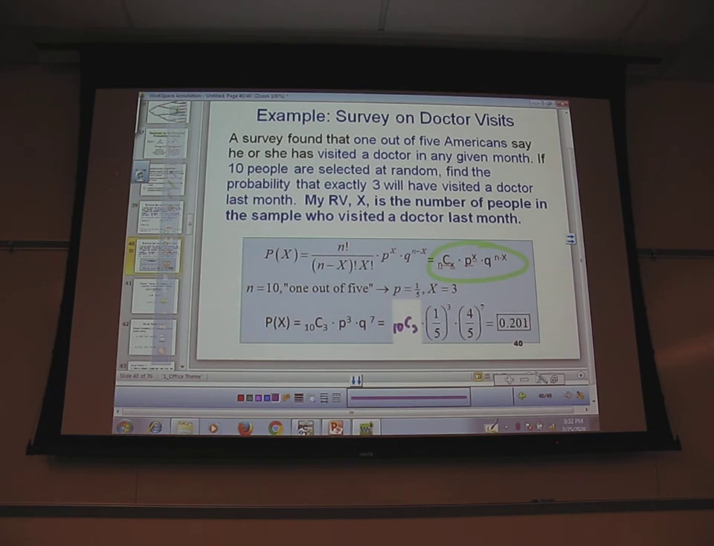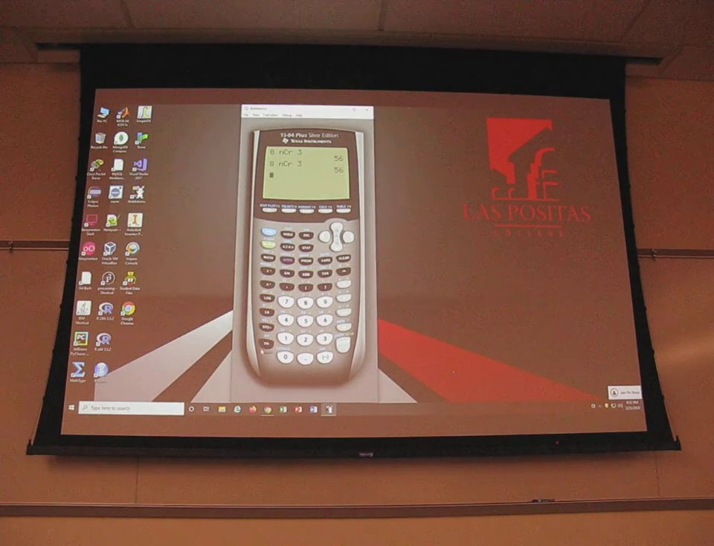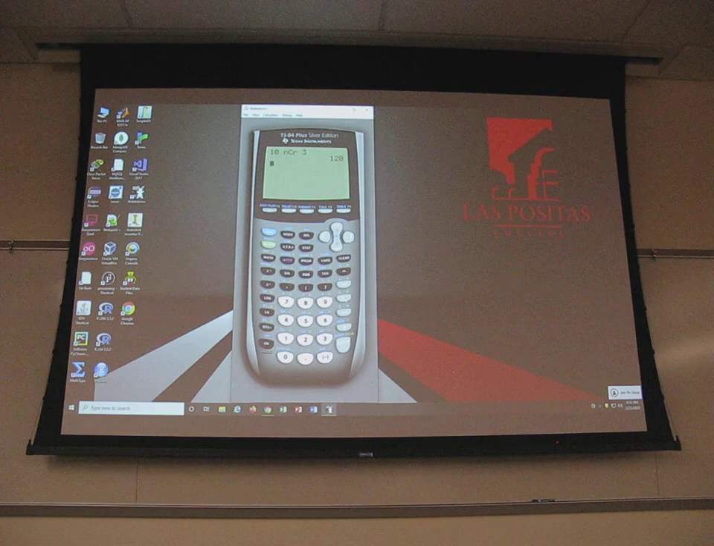Do you guys want to see how I do that in the calculator? Okay. It's actually not that hard. So I want 10 choose 3 first. 10, math, probability, NC3, and 10 choose 3, enter. So then I have 120 there. Then I hit times, and that gives you whatever I had last, my answer.